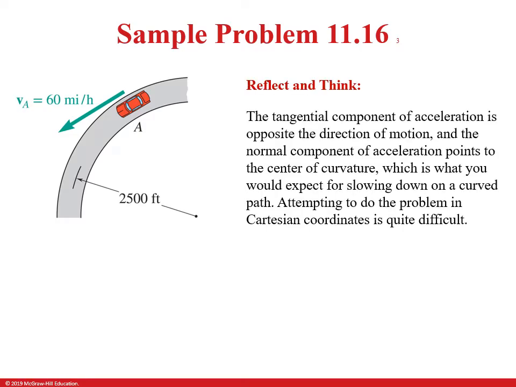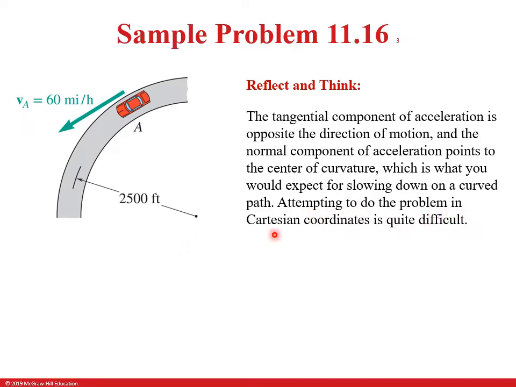So now we're going to reflect and think on it, okay? The tangential component of acceleration is opposite the direction of motion. That makes sense because we are decelerating. If you're stepping on the gas here, then your acceleration would be in the direction that you're going, but we're decelerating, we're hitting the brakes, so it's in that direction. That's pretty simple to understand. And the normal component of acceleration points towards the center of curvature, this way. So again, not too complicated to understand, which is what you would expect for slowing down on a curved path.